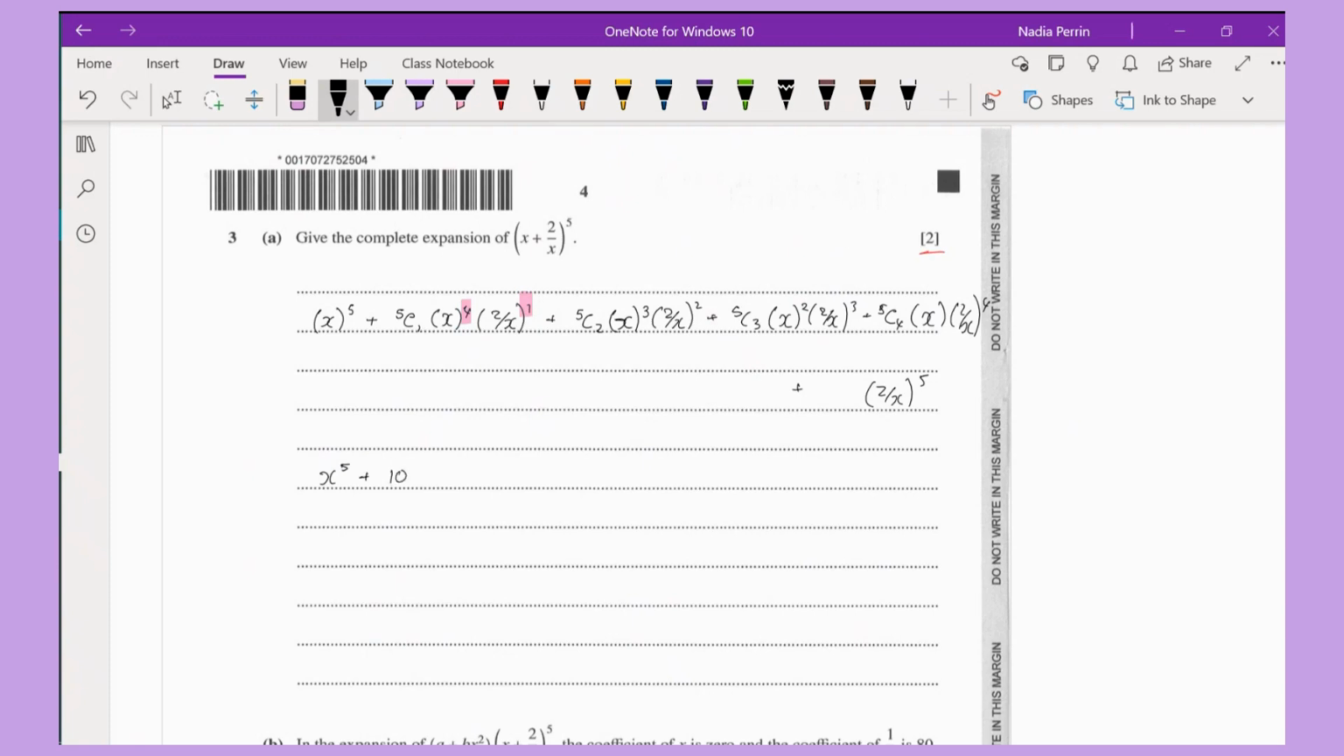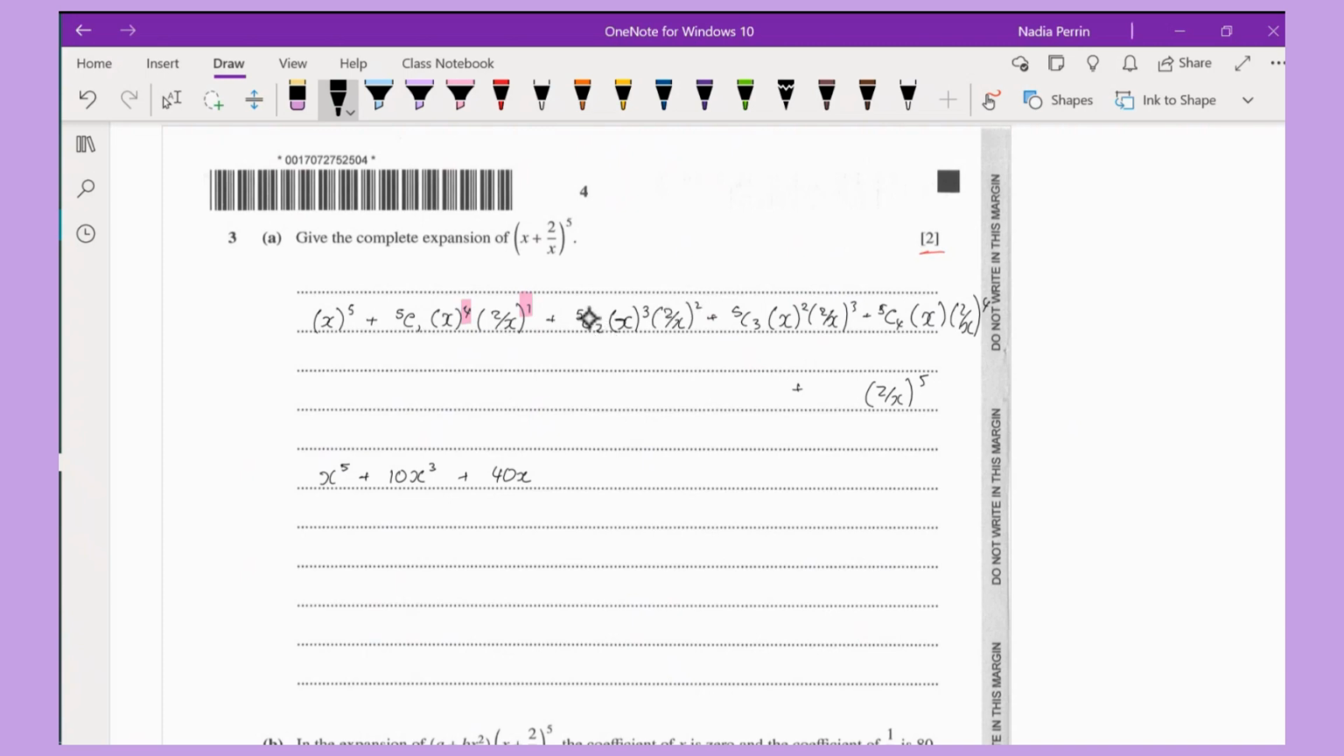The next one becomes 10x to the power of 3, because you've got x to the power of 4 on the top here and 1x on the bottom here. Okay, so they cancel out. Next one becomes 40x. You've got x cubed on the top here, and you've got x squared on the bottom. Just be mindful of that. That is 2 to the power squared.